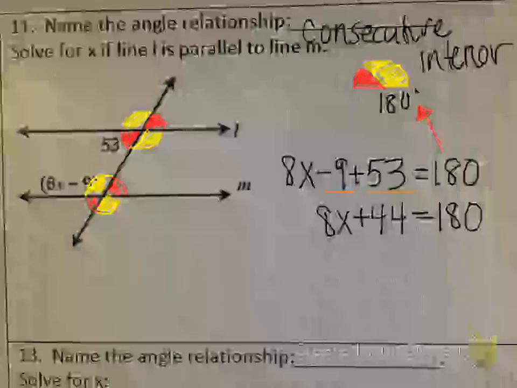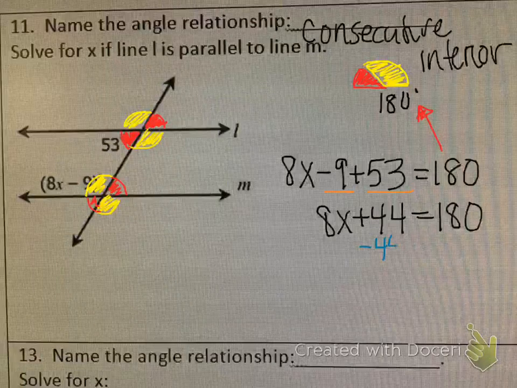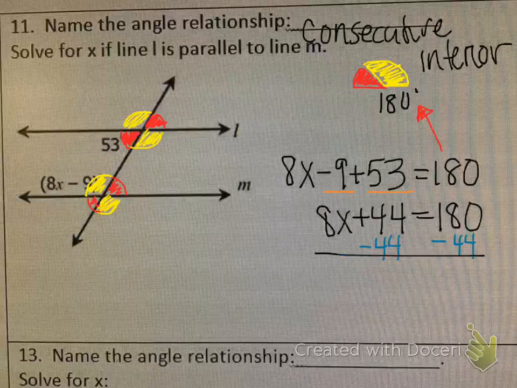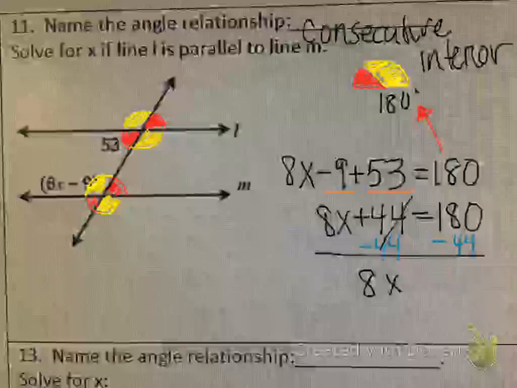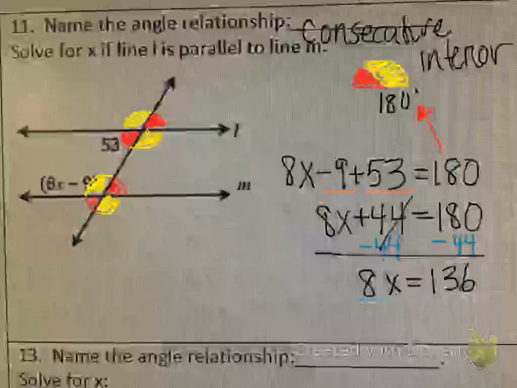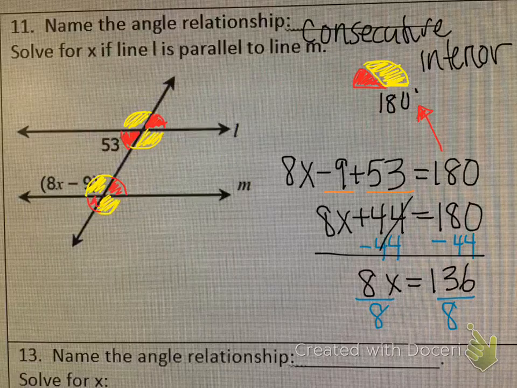So to get the x alone, I would subtract 44 from both sides. So I'm left with 8x equals 136. And lastly, I would divide both sides by 8, and we get x is 17.